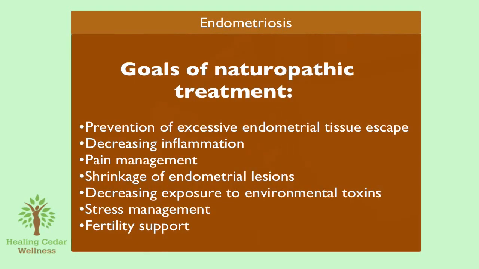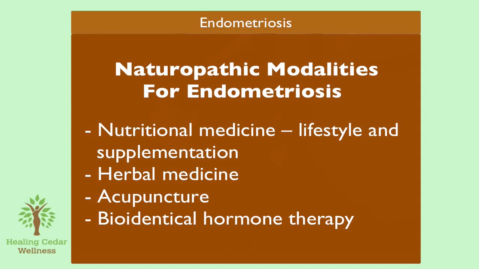The goals of naturopathic treatment are to prevent excessive endometrial tissue escape, decrease inflammation, pain management, shrinkage of endometrial tissue, decreasing exposure to environmental toxins, stress management, and fertility support. And the modalities that we use to reach these goals include nutritional medicine, both diet and supplementation, herbal medicine, acupuncture, and bioidentical hormone therapy.